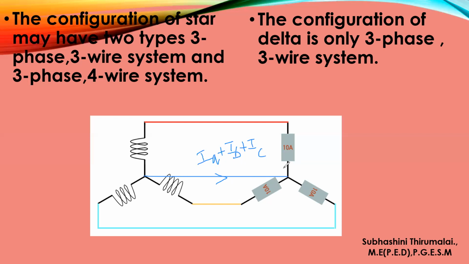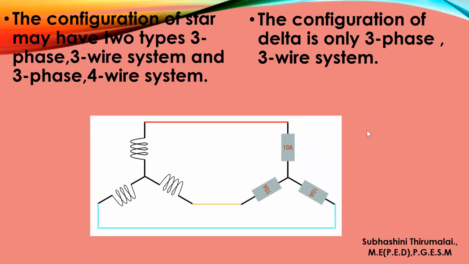The flow of reverse current will be there. So reverse current may flow in this order. For this we are using this type of neutral wire, which is present in the star connected system. In delta, only a three-phase, three-wire system is there.